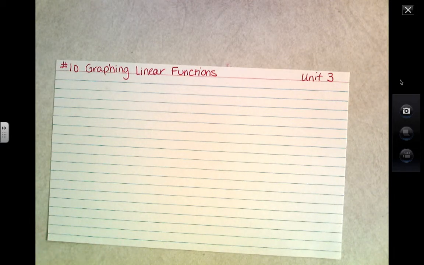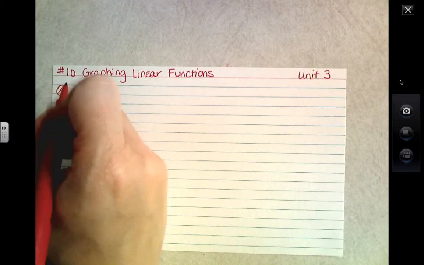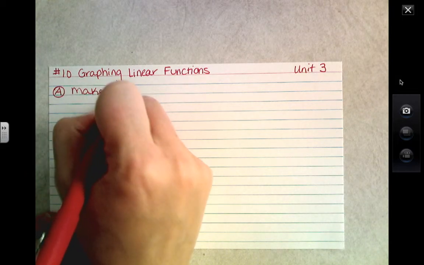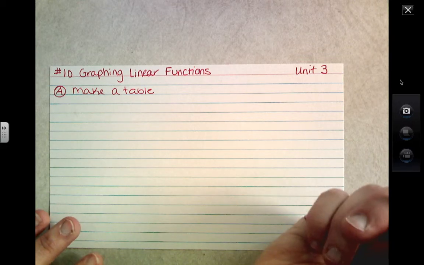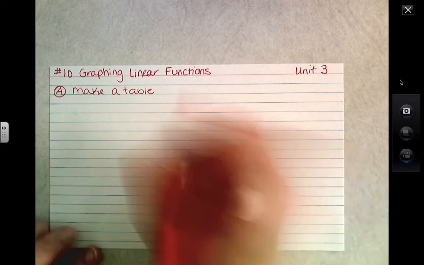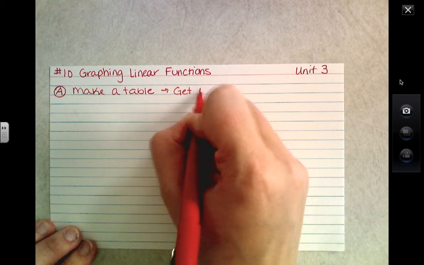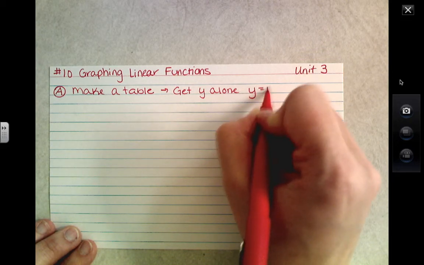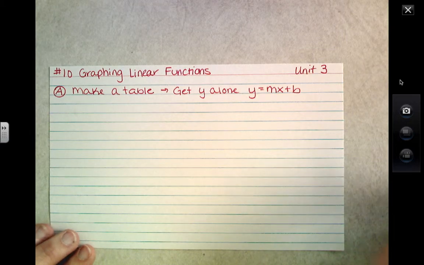Okay, so there's two ways, as I said, to graph a linear function. The first way to graph a linear function is by making a table. We actually have done this a little bit in Unit 1. We made tables to graph some functions, okay? So when you make this table, the first thing you're going to do is get y alone. You want your equation to resemble f of x equals mx plus b, or y equals mx plus b if there's a y in there, okay?